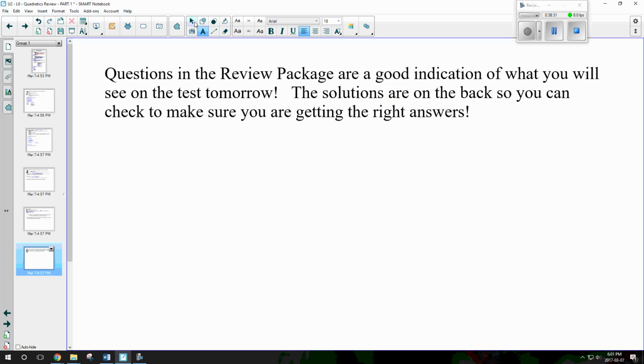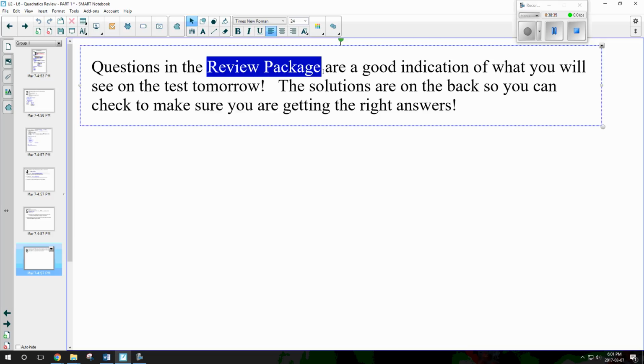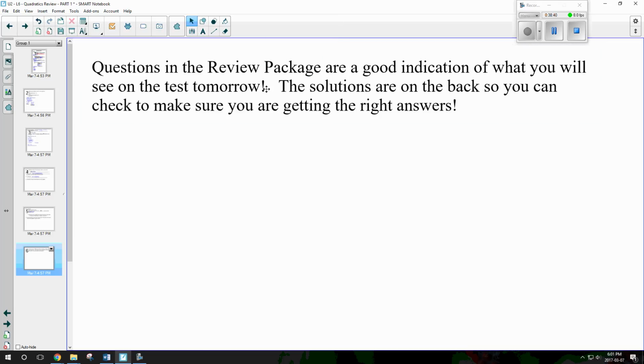With the remaining class time, you have a review package that will be handed out. Remember, your review package is a good indication of the types of questions that you'll see on your test tomorrow. There are solutions on the back, but it's just the final answer. It's not the full solution. That's just so that you can check to make sure you got the right answer. So please use that to your advantage.